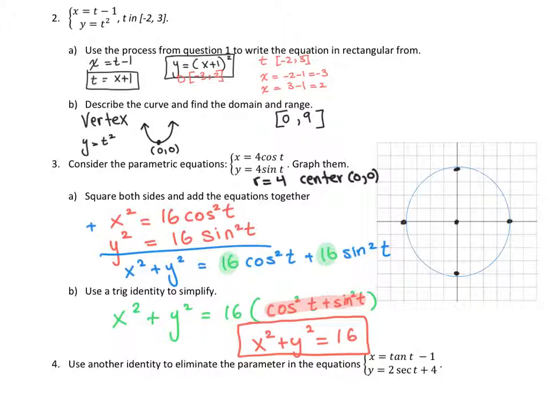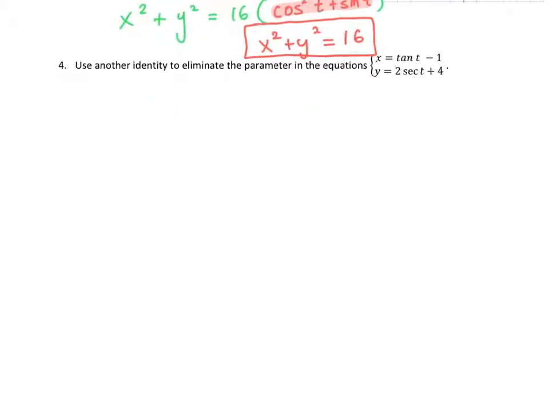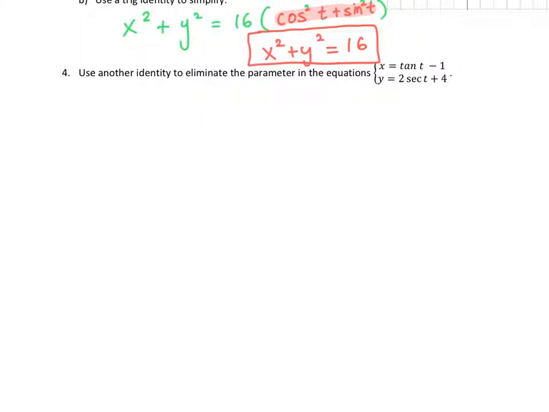So let's review the steps. Whenever we have a circle, or any trigonometric parametric equation, what do I do? I square the first, I square the second, I add them, and I use a trig identity to simplify. Now let's use that process to help us write the rectangular equation for number 4.